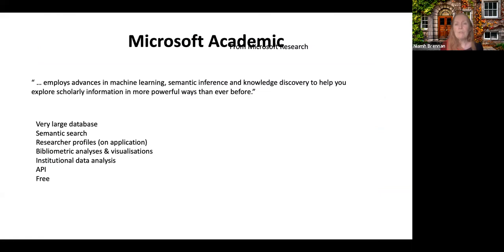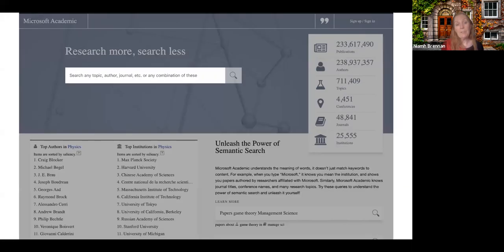Microsoft Academic Search is very similar. It has an enormous number of records in it. It employs, again, artificial intelligence, machine learning, semantic inference, and knowledge discovery. It's free, and it's worthwhile to take a look at that as well, especially if you don't have access to Web of Science and Scopus. And that's a look at using semantic searching with some of the huge figures of publications, authors, and so on that are covered by it.